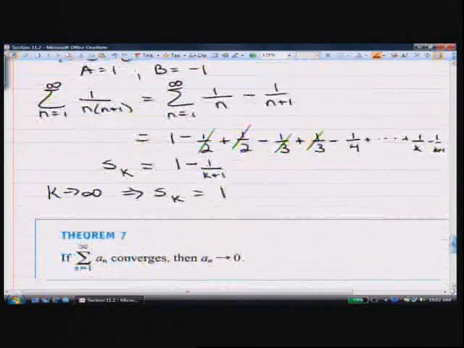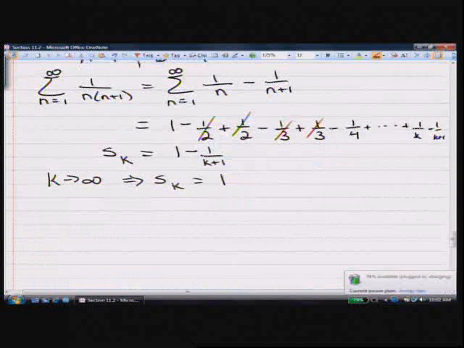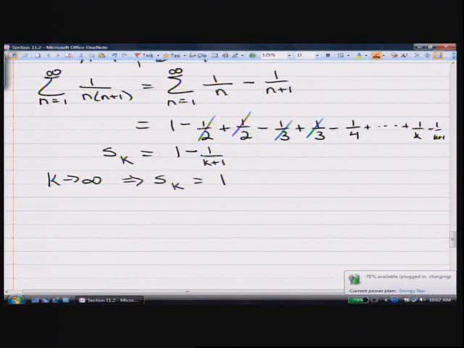So you may find that thinking of these as telescoping series, when you look at them, it's kind of a fun thing to do. So let's try another example. Let's see.